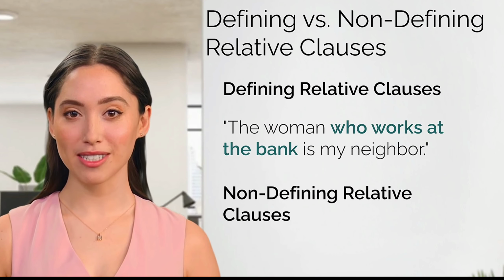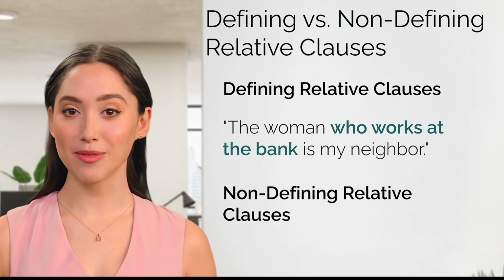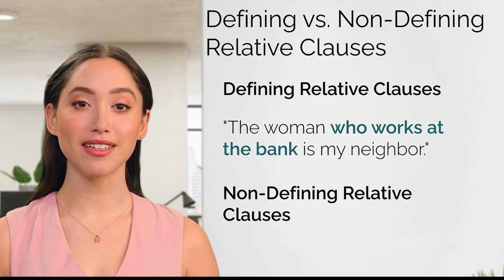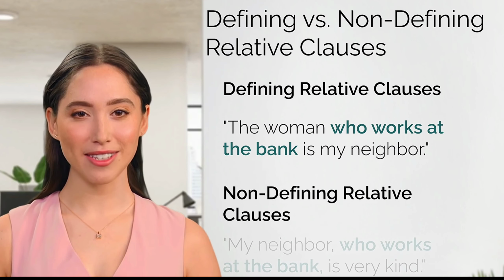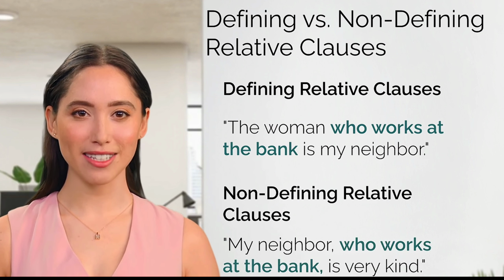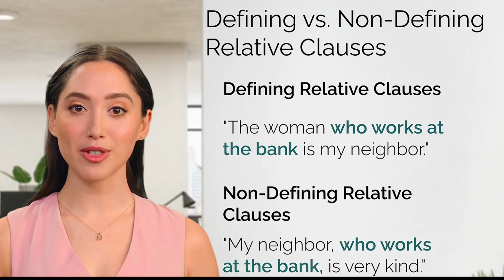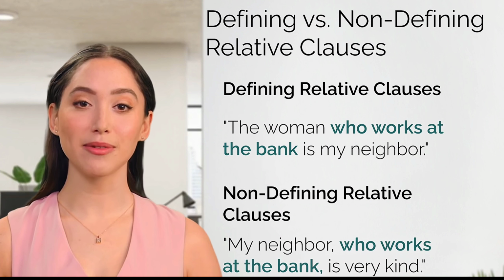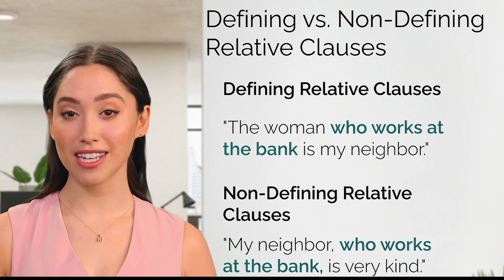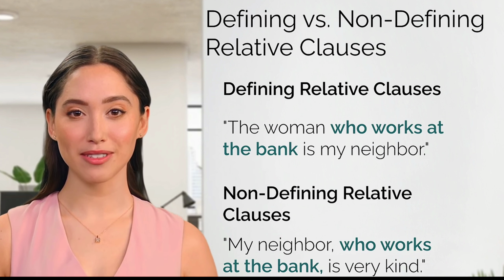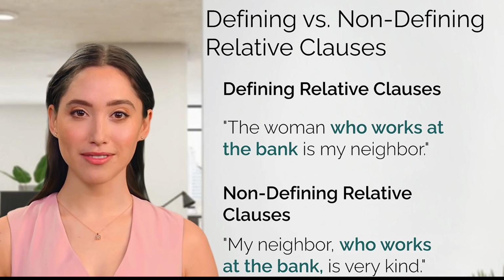Non-defining relative clauses provide extra information that can be removed without changing the main idea of the sentence. These are usually separated by commas. Example, "My neighbor, who works at the bank, is very kind." If we remove who works at the bank, the sentence "My neighbor is very kind" still makes sense. Notice how non-defining relative clauses are set off by commas? That's a key difference to remember.